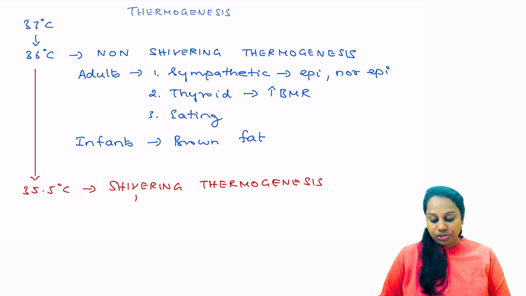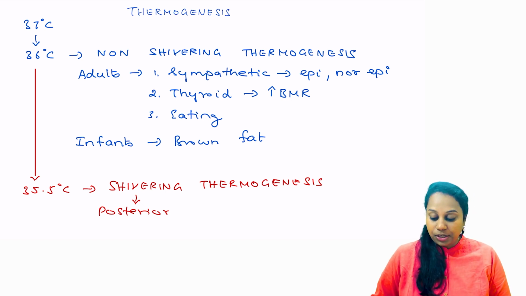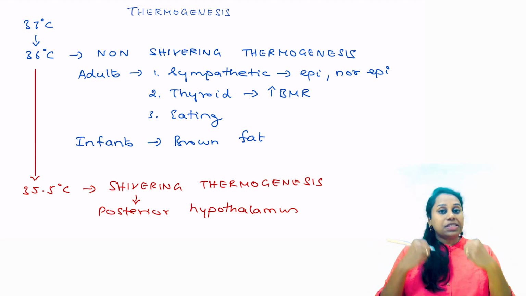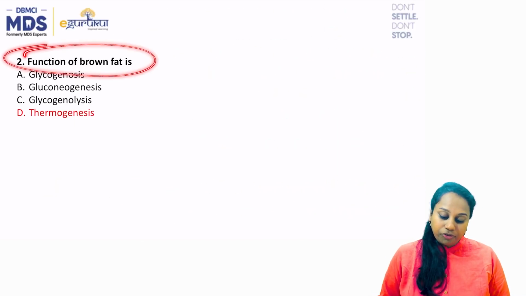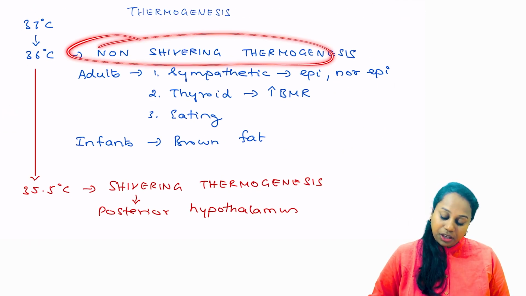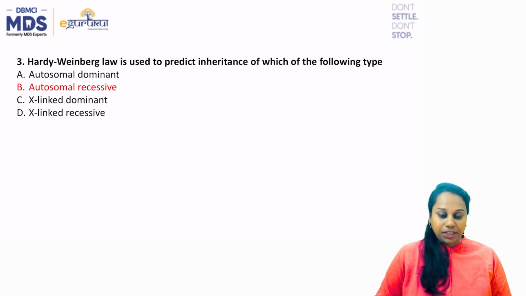Who's responsible for this shivering? Posterior hypothalamus. We have discussed this in hypothalamus, the nucleus of hypothalamus. We saw posterior hypothalamus produces shivering. And that is how shivering thermogenesis happens. When you shiver, muscles are contracting. When muscles are contracting, plenty of heat is produced. And this we call shivering thermogenesis. Going back to the question, the function of brown fat is thermogenesis. To be very specific, non-shivering thermogenesis in infants is by brown fat. Let's move on to the next question.